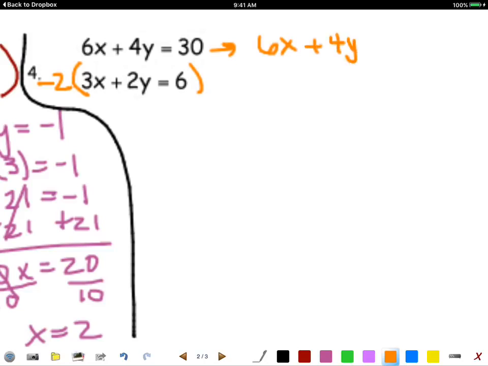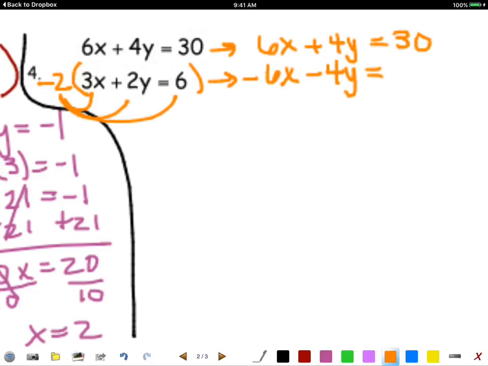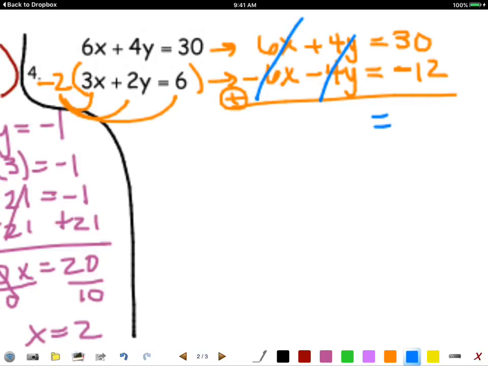6x plus 4y equals 30. Then multiply negative 2 times 3x is what? Negative 6x. Then what? Negative 4y. Equals negative 12. Okay. So 6x plus negative 6x, 4y plus negative 4y. So what's left on that side there? Nothing. So 0. And 30 plus a negative 12, 18. Is 0 equal to 18?